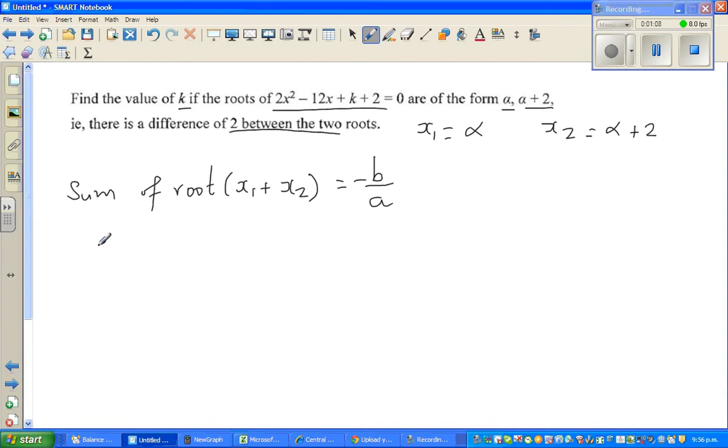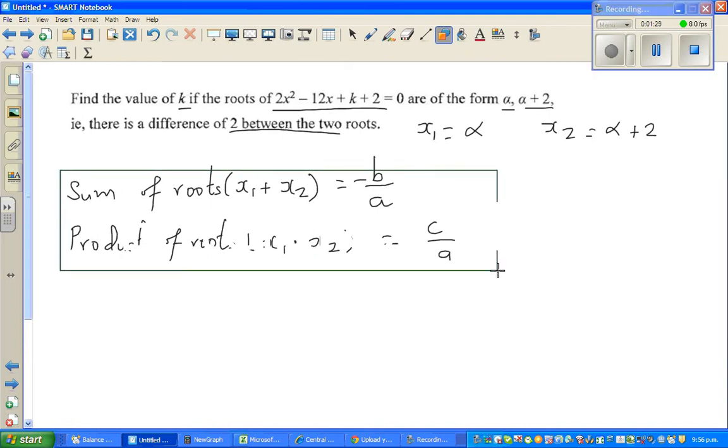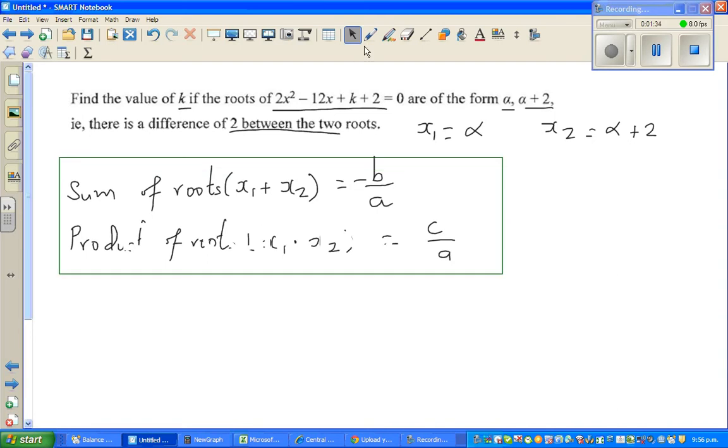I'll prove this. And the product of roots, if you multiply the roots, x1 times x2, where the dot means times, is c over a. This is a good formula to remember, but it can be proved very easily. So let us prove these two formulas.